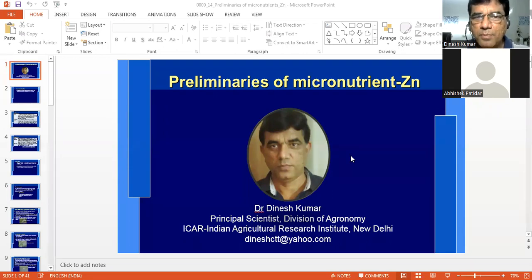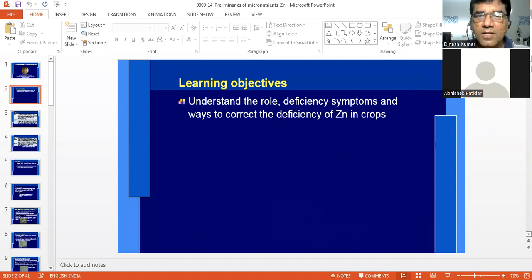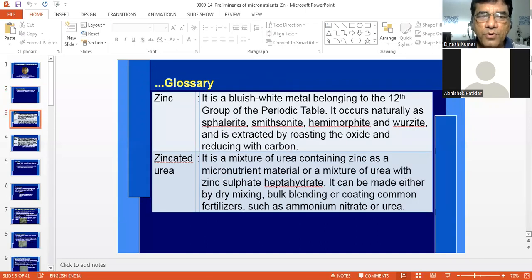Now we start preliminaries or basics of micronutrient, that is zinc. So now we will discuss the symptoms of deficiency, what is the important role of zinc in plant, and if deficiency is there, how to correct the deficiency or how to overcome the deficiency of zinc in crop production. So a few terminologies, like zinc. It is a bluish white metal belonging to 12th group of the periodic table. Hope that you know classification of elements in periodic table.